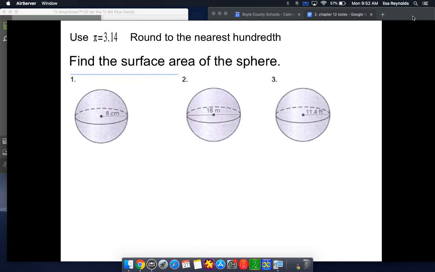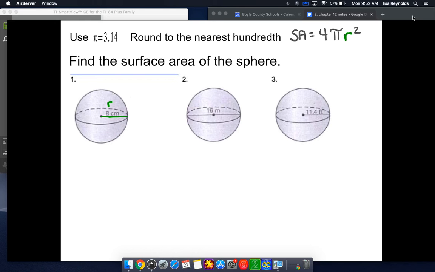So the example problems. In our first set of examples, we're going to do the surface area. We're going to use pi as 3.14. We're going to round to the hundredths. Our surface area formula is 4 pi r squared. When we look at these problems, the most important thing we need from the picture is the radius. So in problem 1, the radius is 8.